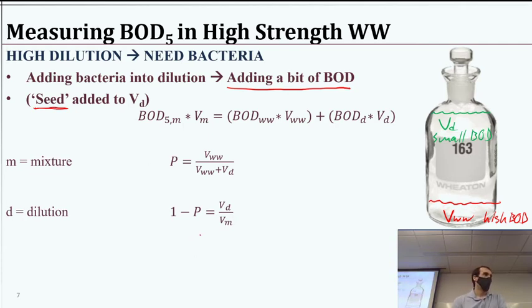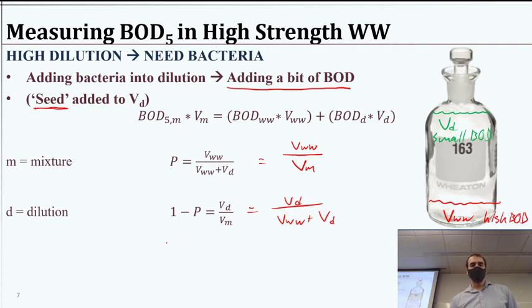We have one other equation that we need to know here, which is basically a derivative of this dilution factor. 1 minus the dilution factor is going to give us VD over VM. If we think about the portion of this volume that is wastewater, that's our dilution factor, then 1 minus that should be the portion of the mixture that is dilution. So we could write this as VD over VW plus VD, where we just subbed in V mixture. We could also write this one as V wastewater divided by the volume of the mixture. Just some rearrangements here, a couple things to consider.